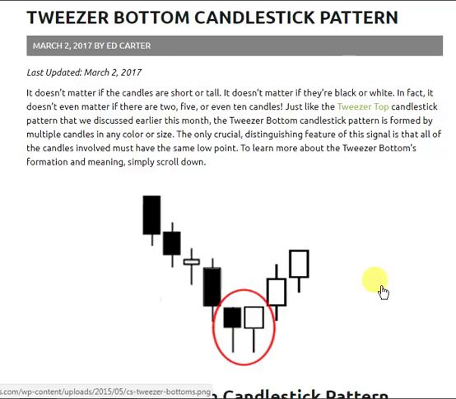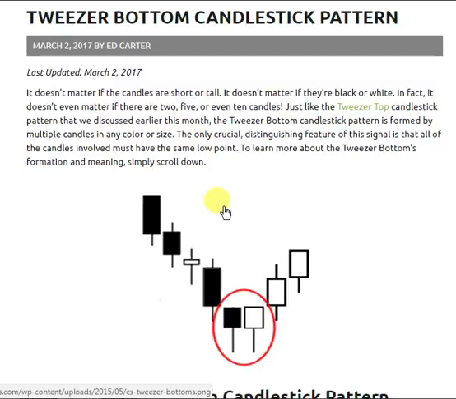It's Chris here. I just wanted to bring you guys a little tutorial, just a little update. And what I wanted to talk about today was tweezer bottom candlestick patterns. So this is something to look for if, like right now, we're in a downtrend. So maybe we will see this pattern. It's not in yet, but maybe we'll see this pattern. So I wanted to bring this to you guys, and this is tweezer bottoms.